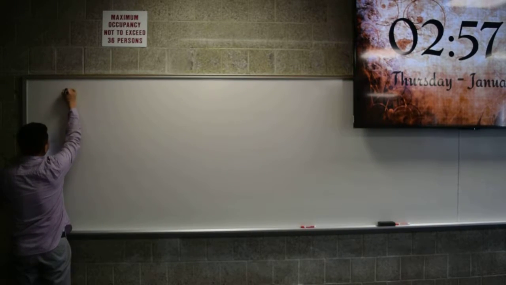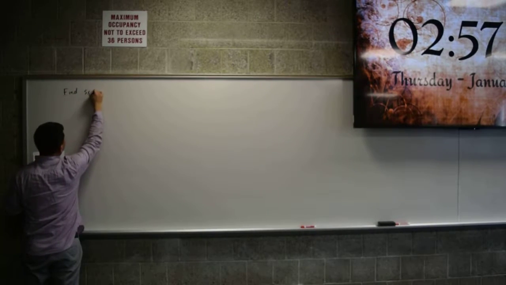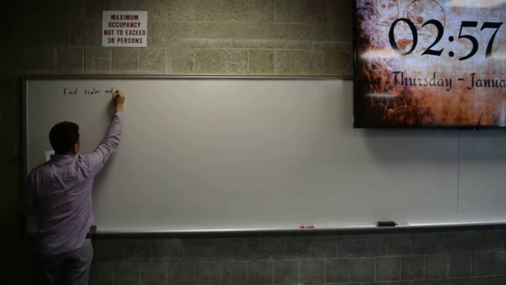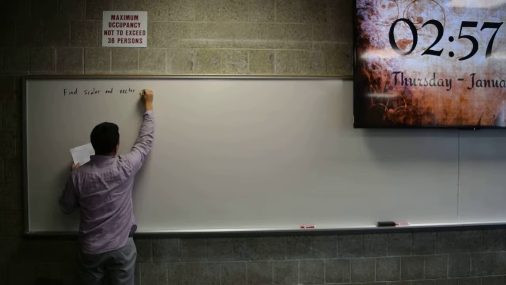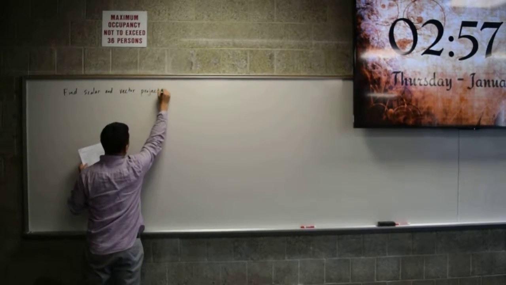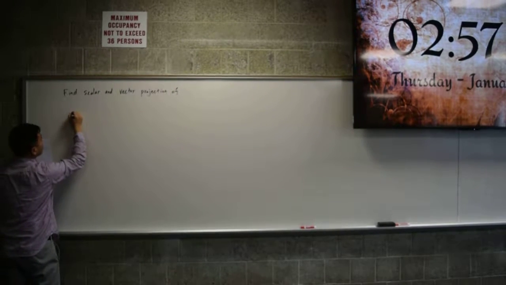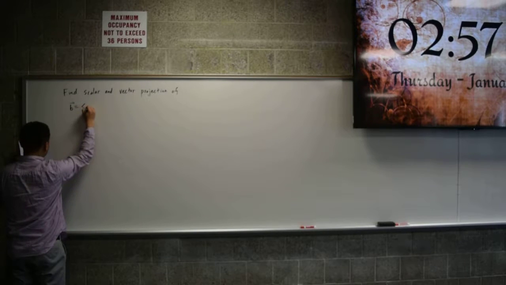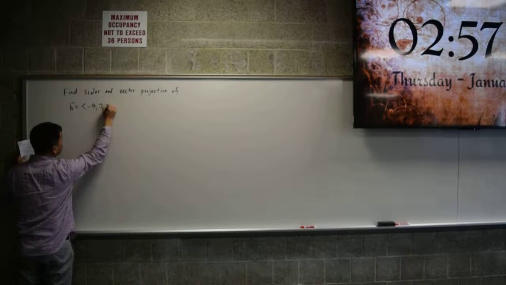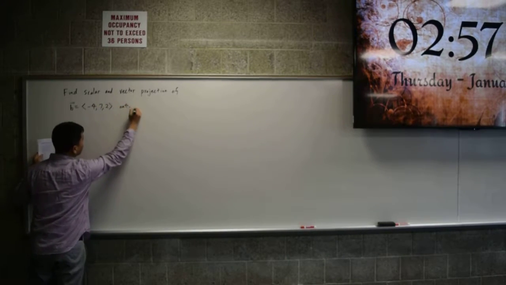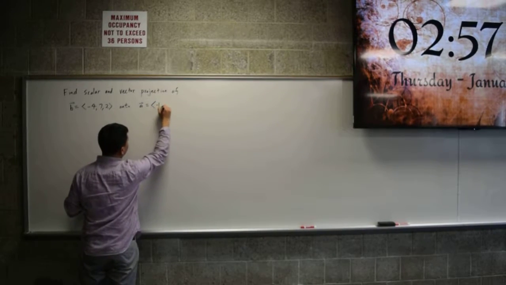So let's think about the following questions. Find scalar and vector projection of B, which is (-4, 7, 2), onto A, which is (-1, 1, 2).